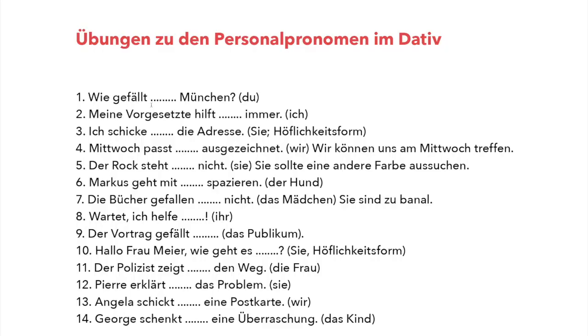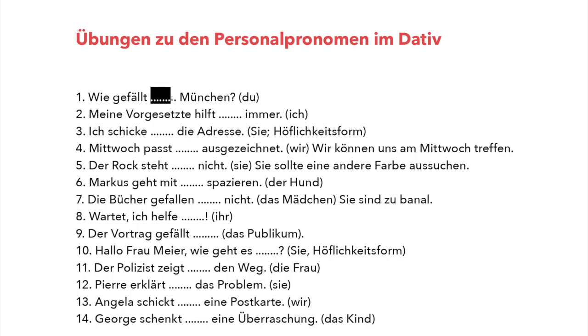So now let's see how we can use the personal pronouns in dative in these exercises. For the first exercise, I will go with: Wie gefällt München? And then in parentheses I have you. So here in the gap I need to put the personal pronoun for the second person in singular informal approach. You, du. Wie gefällt München? How do you like Munich? Or how does Munich please to you, literally translated?